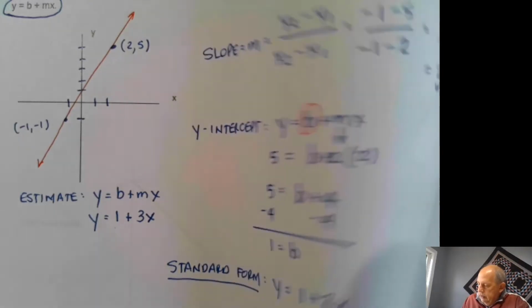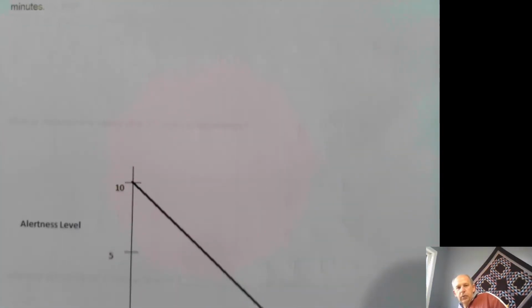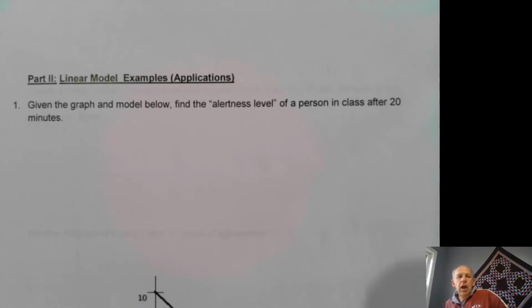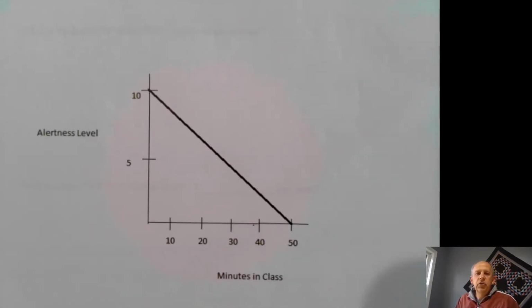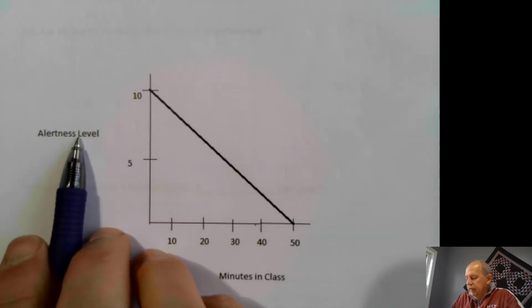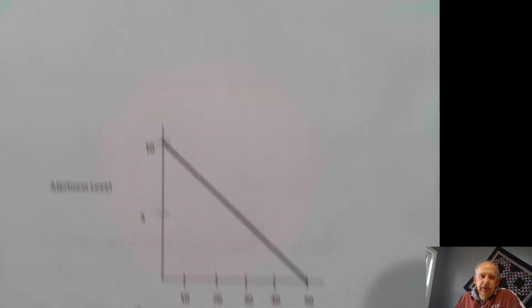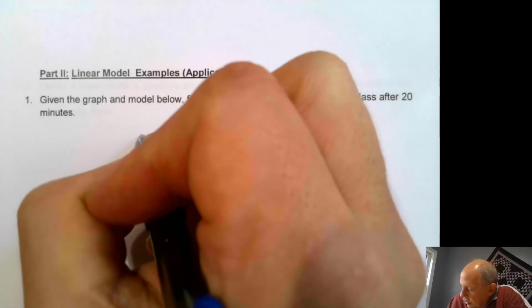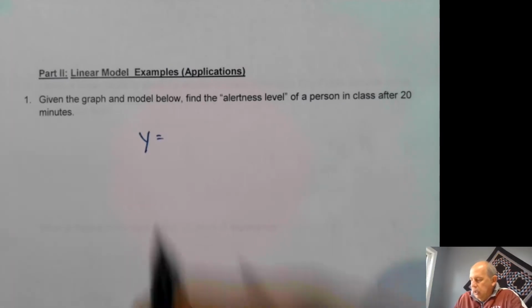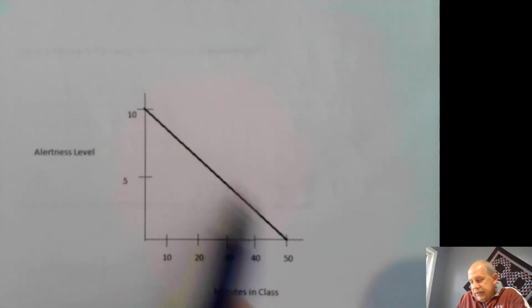Let's take a look now at applying this to something with an actual model predictor. I want to predict the alertness level of students in a class that have been sitting in class for 20 minutes. And I have a graph that can do this. So here's my alertness level axis, and here's the number of minutes a student has been sitting in class. I want to see what the alertness level is of a student that's been sitting in the class for 20 minutes.